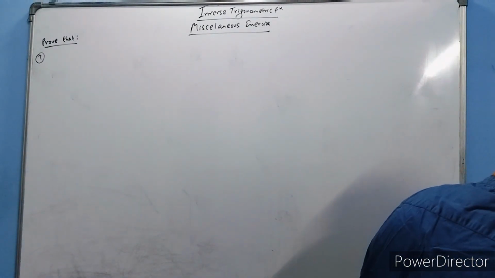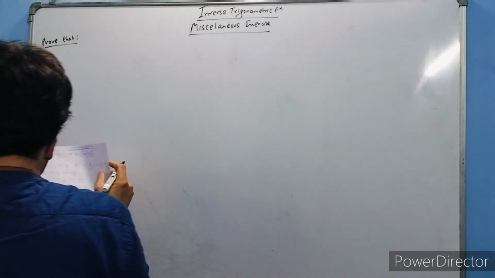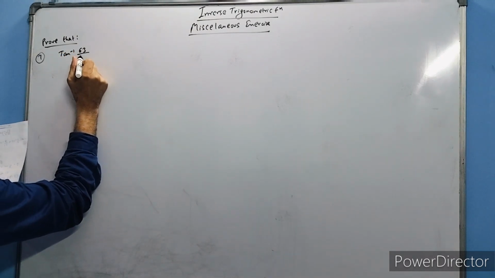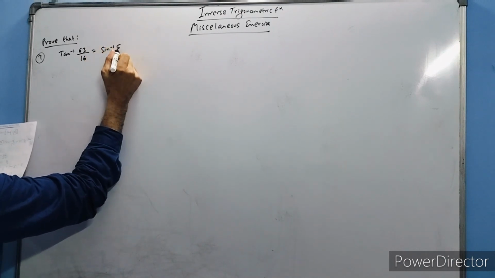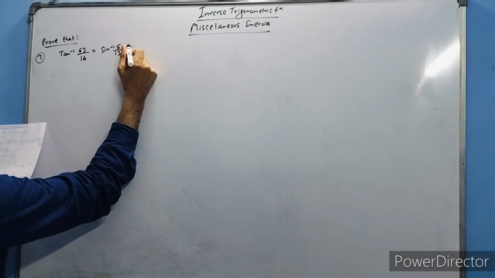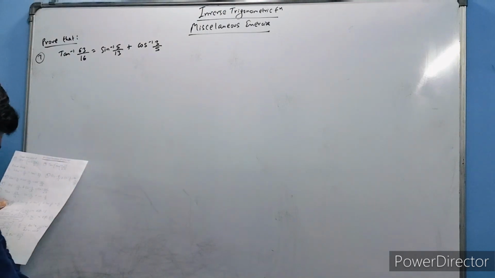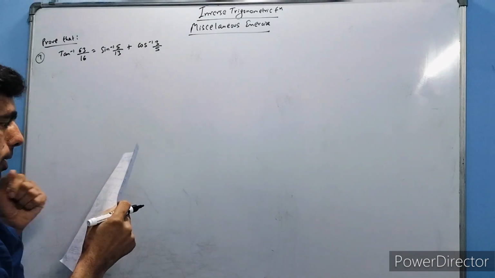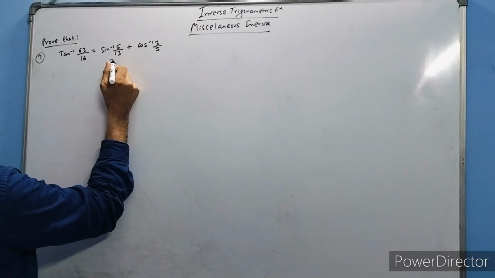So we have the seventh question, that is, we need to prove that tan inverse 63 upon 16 is equal to sin inverse 5 upon 13 plus cos inverse 3 upon 5. Okay, so we need to prove it. Tan inverse 63 upon 16 is equal to sin inverse 5 upon 13 plus cos inverse 3 upon 5. Let us try to prove. Take this as x and y.